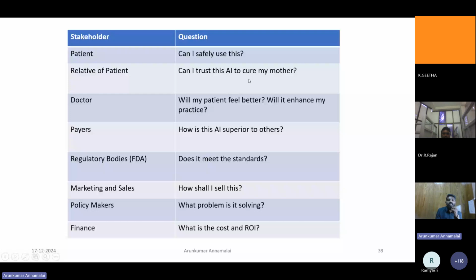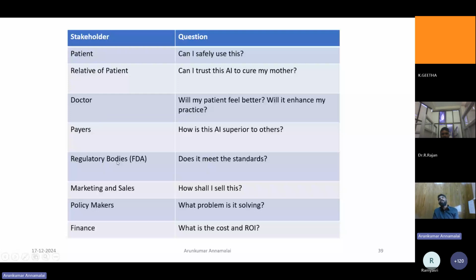the doctor will always ask this question, will my patient feel better? Will it enhance my practice? And normally the current trend is that a lot of doctors are scared that AI will replace them. So you need to address all those concerns when you're taking a product into the market related to AI and healthcare. And the payers are the insurance people.